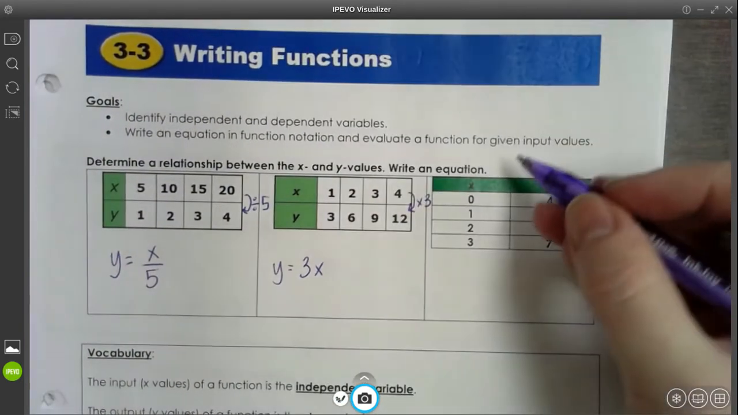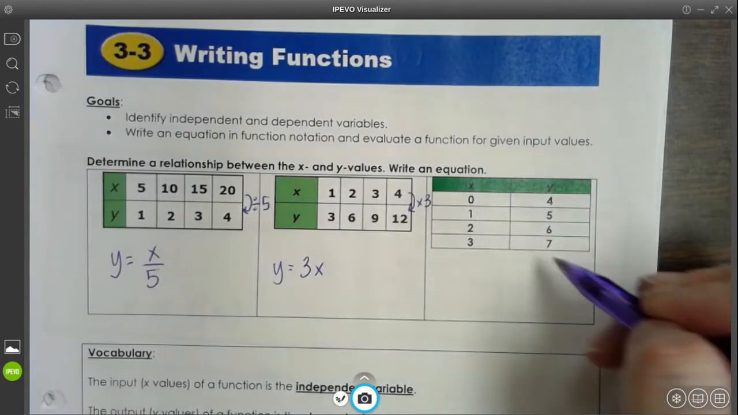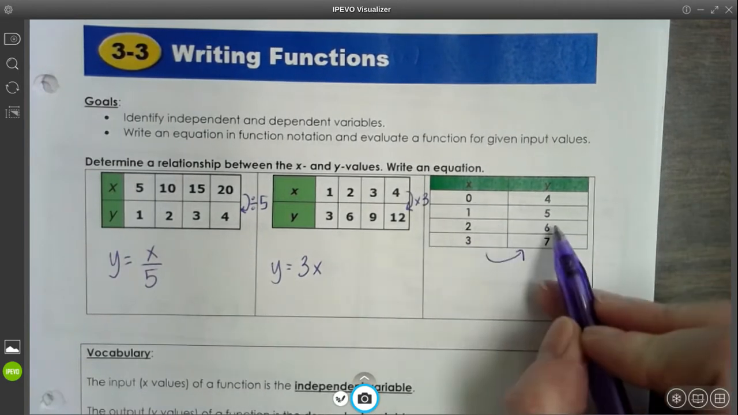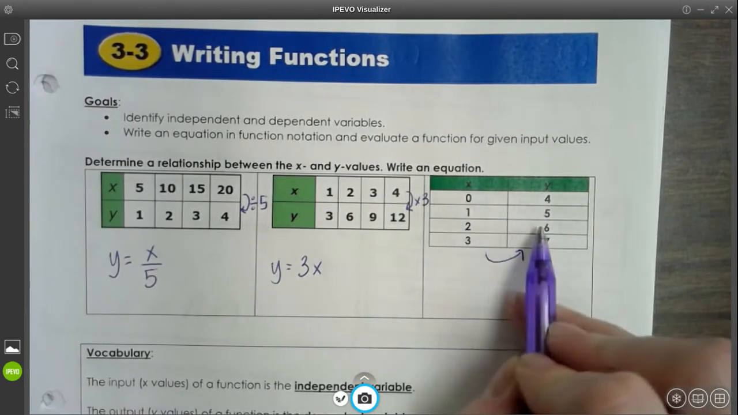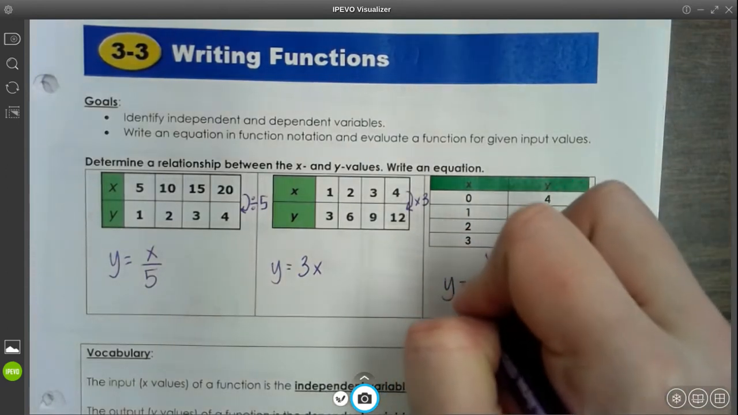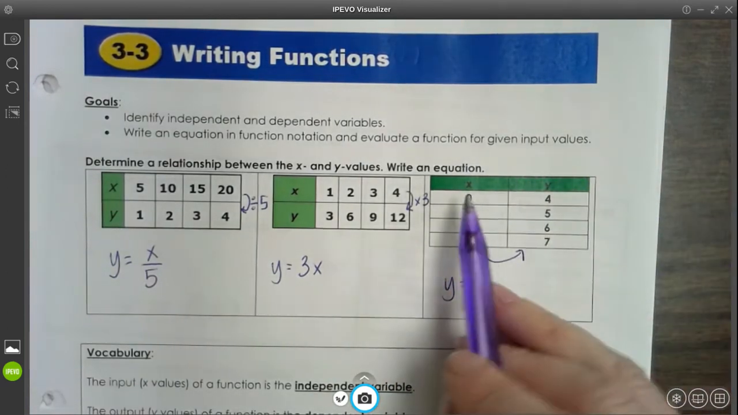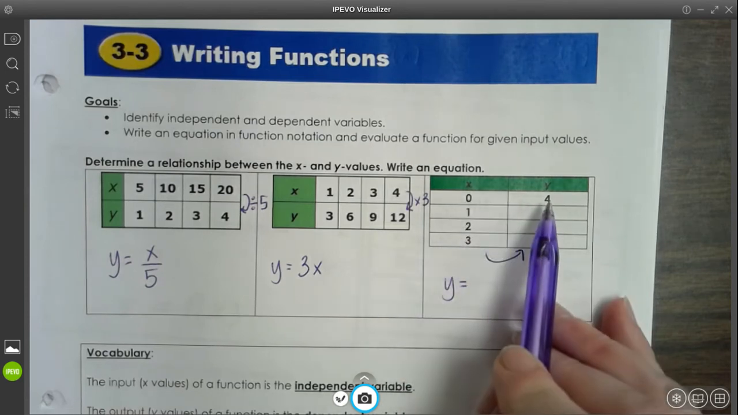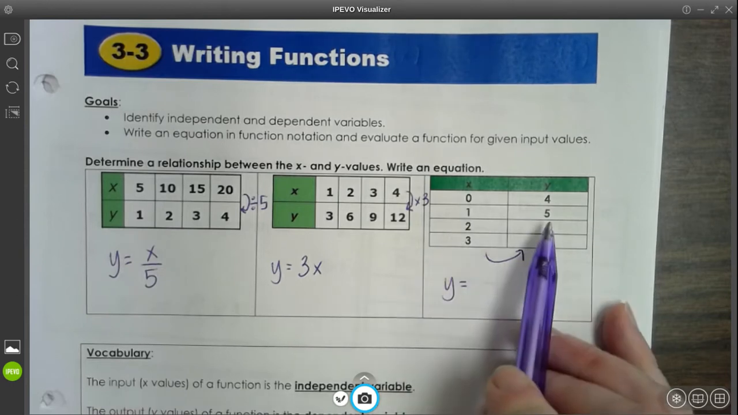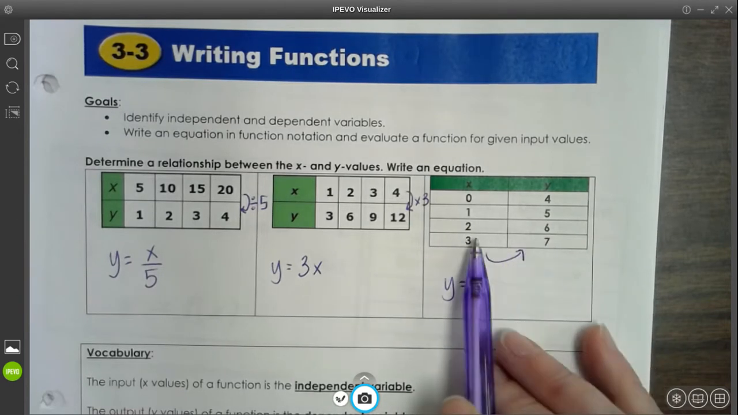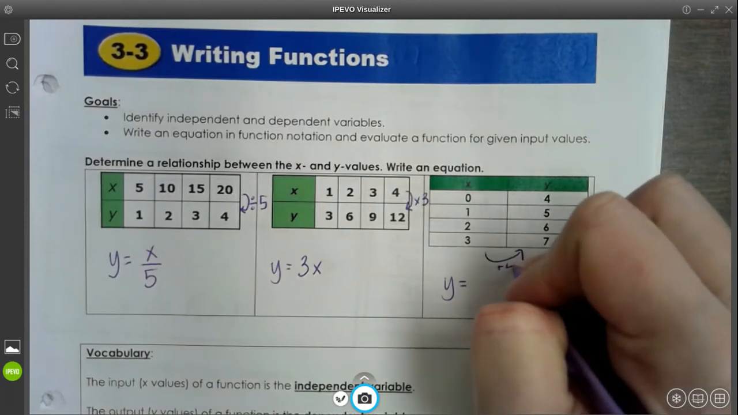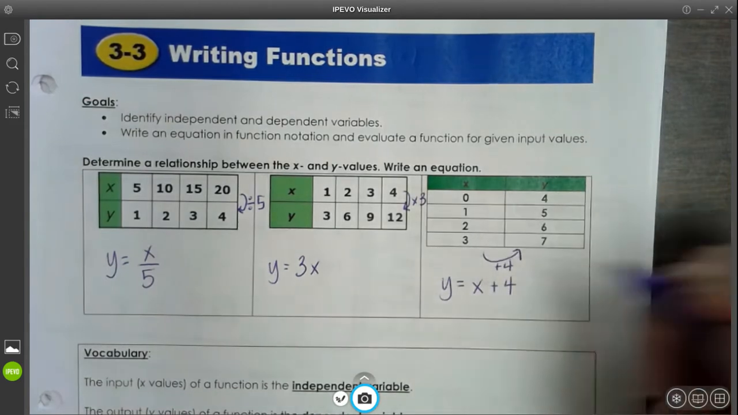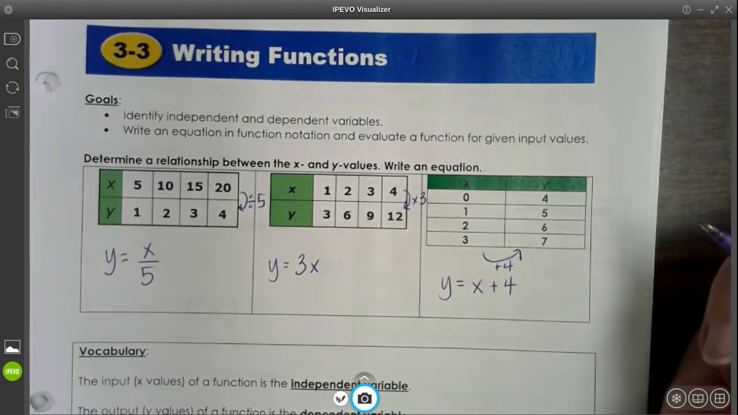Okay, and the next one, it's a little bit different because we have a vertical table, but it's the same concept. What's happening from every x value to the y? So it is increasing every single time. We are going to start with y equals. To get the y value, are we adding or are we multiplying? So let's start with adding. If I take 0 and add 4, I would get 4. 1 plus 4 is 5. 2 plus 4 is 6. 3 plus 4 is 7. So we're adding 4 every time. So this is just taking the x coordinate and adding 4. That's your equation with that one.